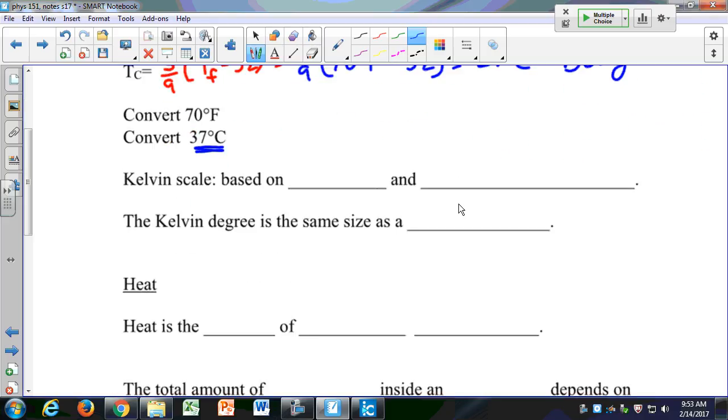The third scale that I want you to know is the Kelvin scale. This is a little bit different. It's based on absolute zero and a temperature we call the triple point of water.